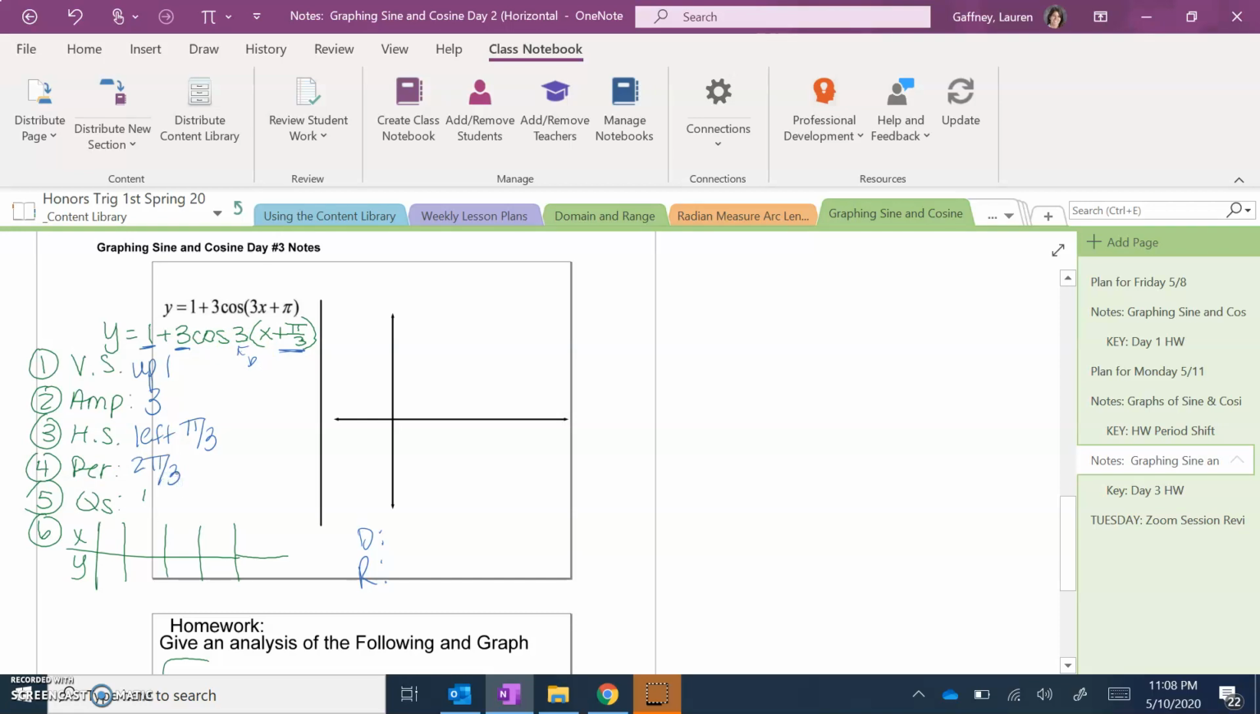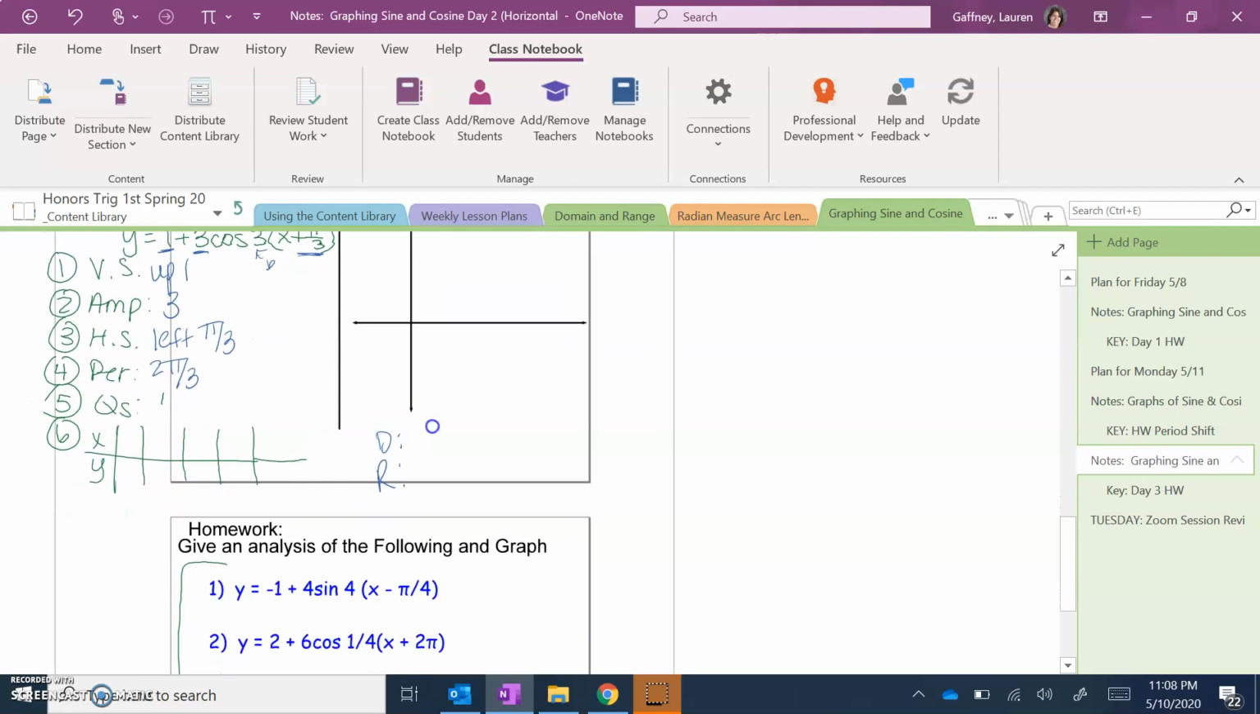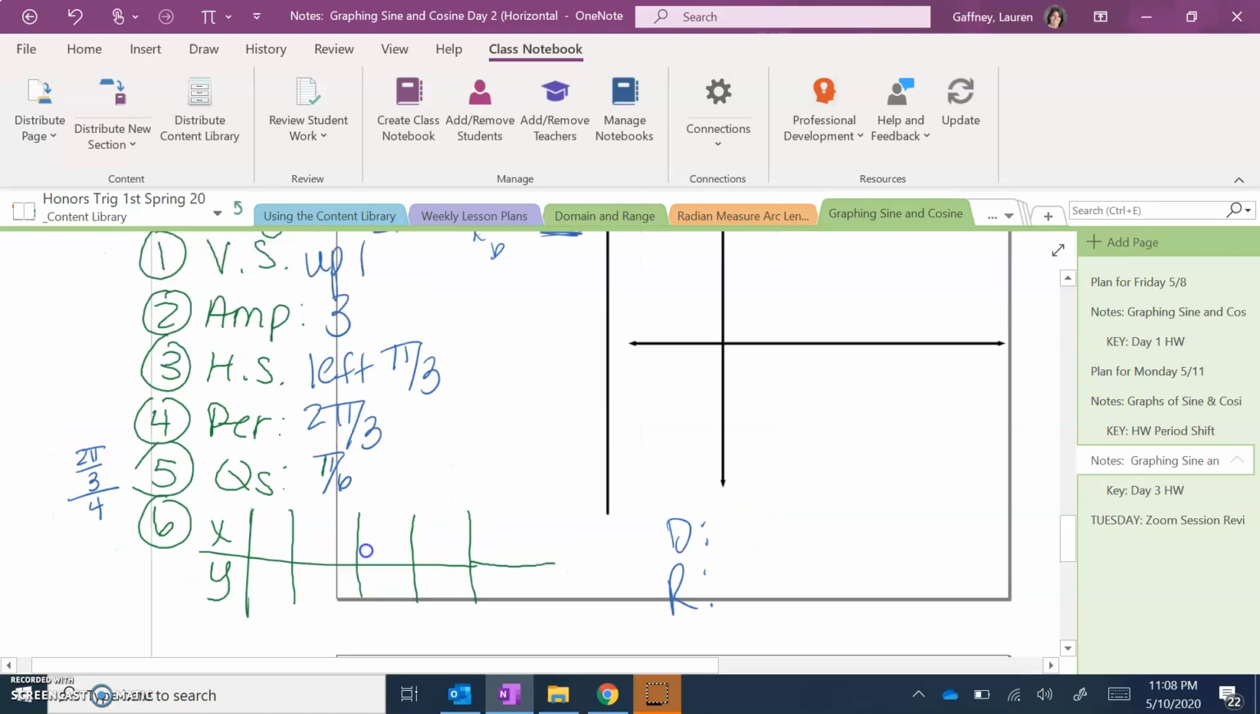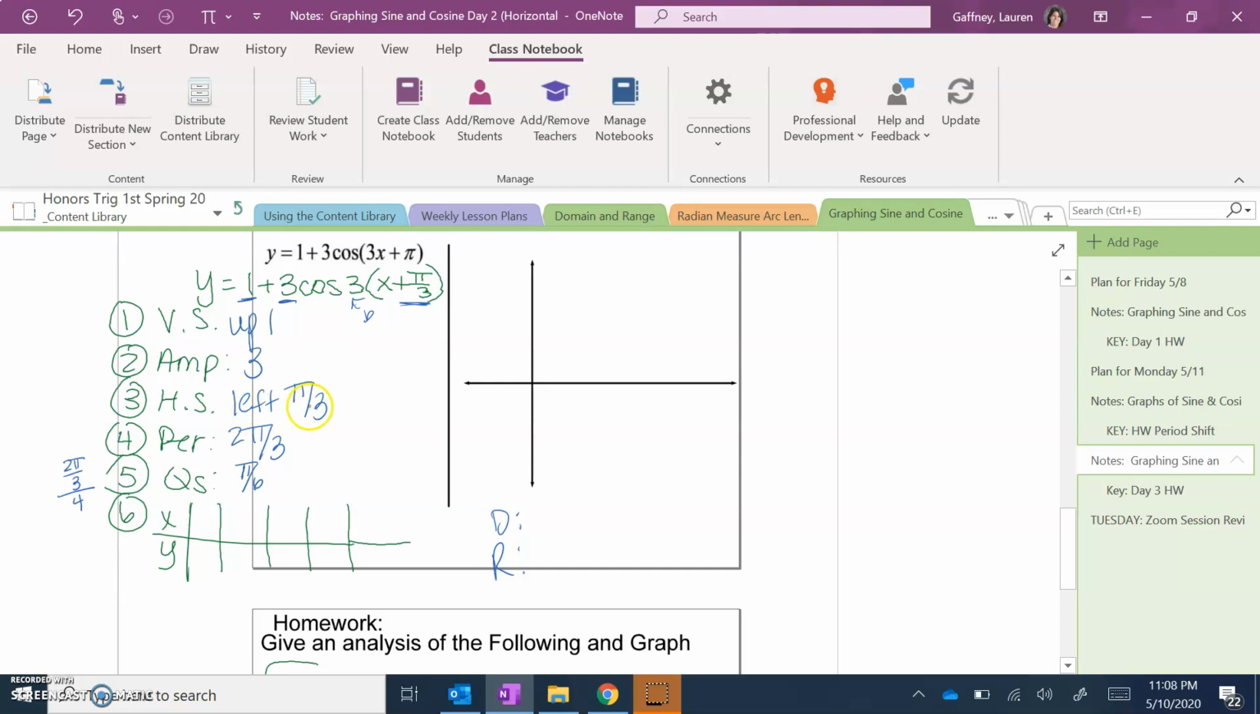This is actually the same as the last one. So if I take 2 pi over 3 divided by 4, I really get 2 pi over 12, which reduces to pi over 6. Now, if I went left pi over 3, instead of my starting value being 0, it would now be negative pi over 3. Now, we're adding on pi over 6. So negative pi over 3 and 6 is negative 2 pi over 6. So if I add 1 pi over 6, I'm now at negative 1 pi over 6.